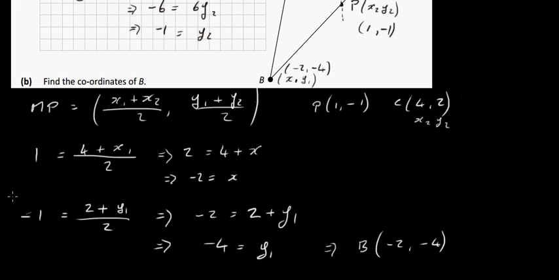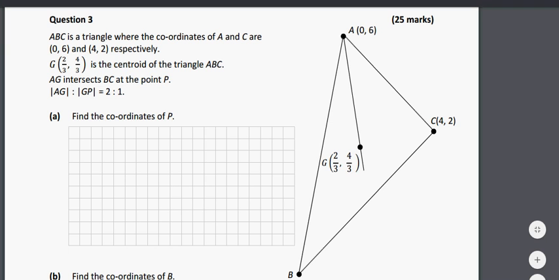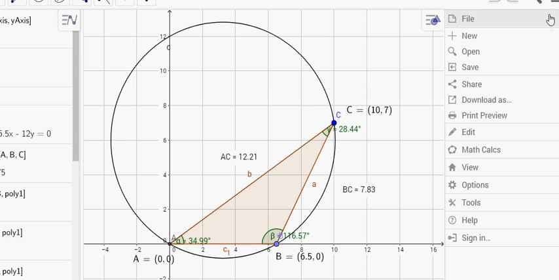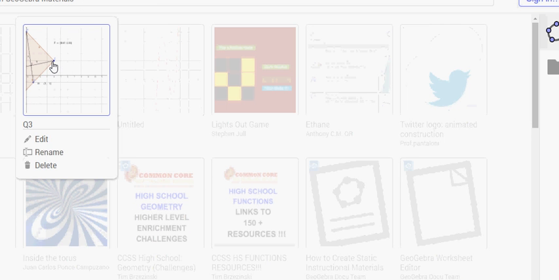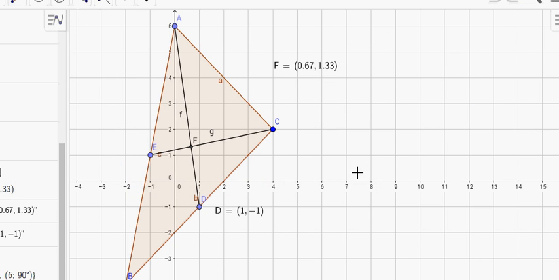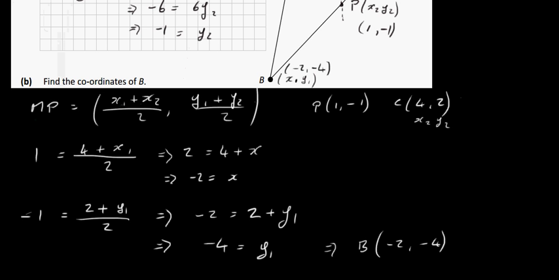Okay, now I think I've actually, let's see, have I drawn this? Yeah, I have this drawn here. Sorry, let me just go back here. Yeah, this is it here. So I've drawn this on GeoGebra, and I've drawn in the points here, A, B, and C, and I've drawn in the midpoint here, 1, -1. And I've drawn in 2 medians here, this one here and this one here, and the points do actually match up here.